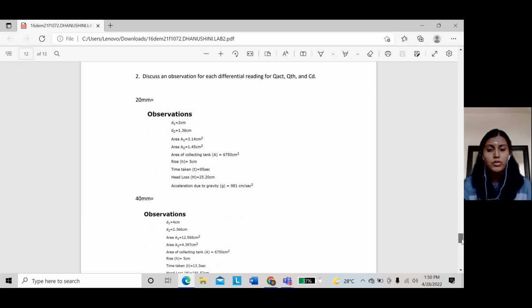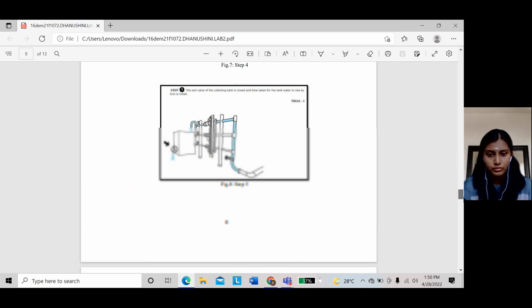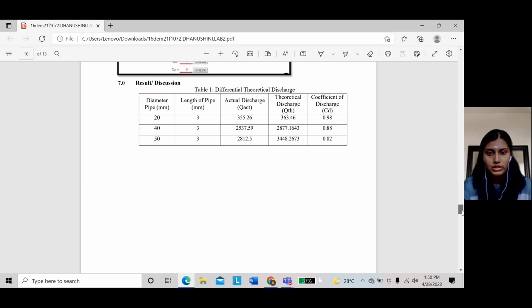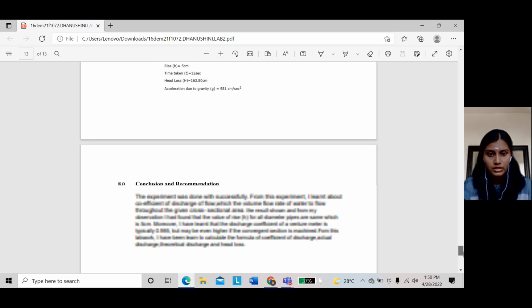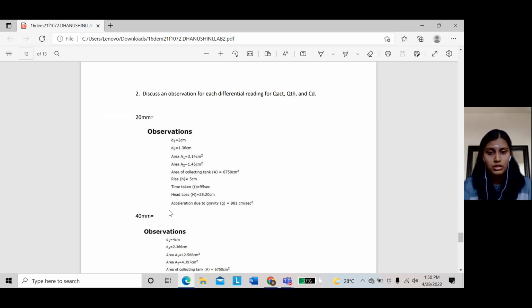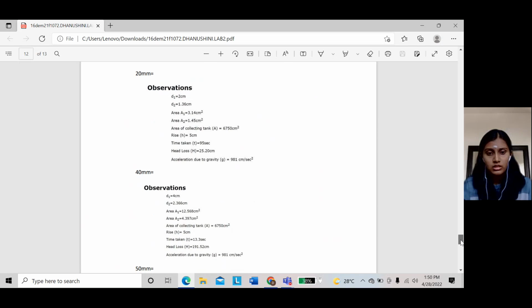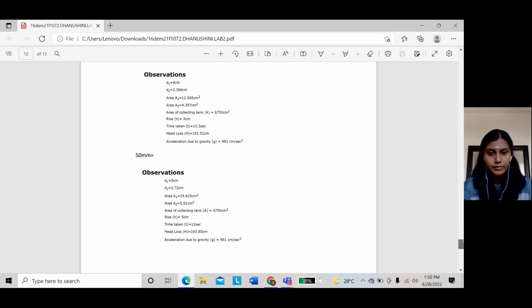For the second part, we discuss the observation of each differential reading for actual discharge, theoretical discharge, and coefficient of discharge. So these are the observations for 20 mm. This is the observation for 40 mm. These are the observations for 50 mm.